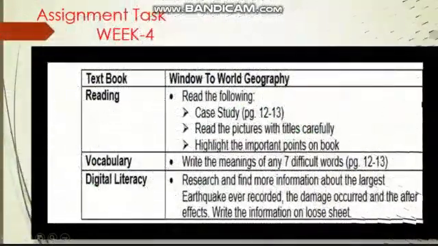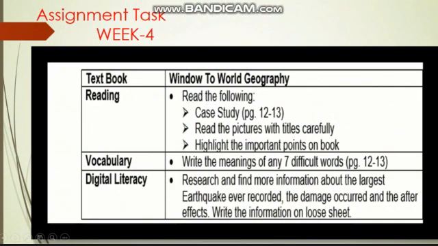Now come to this week's tasks. The first task is reading, pages 12 and 13. Read the pictures as well and highlight important points. Your second task is to write the meanings of any 7 difficult words. And the third task is digital literacy. In digital literacy, you are to search out about the largest earthquake ever recorded, the damage that occurred, and the after effects. You are supposed to write it down on your loose sheets.